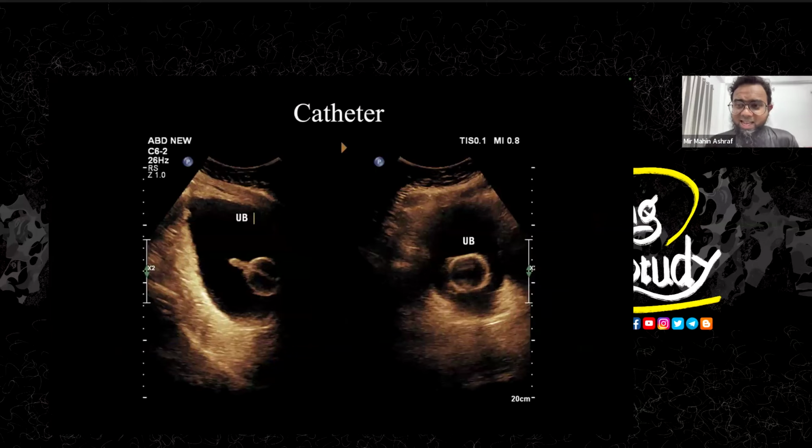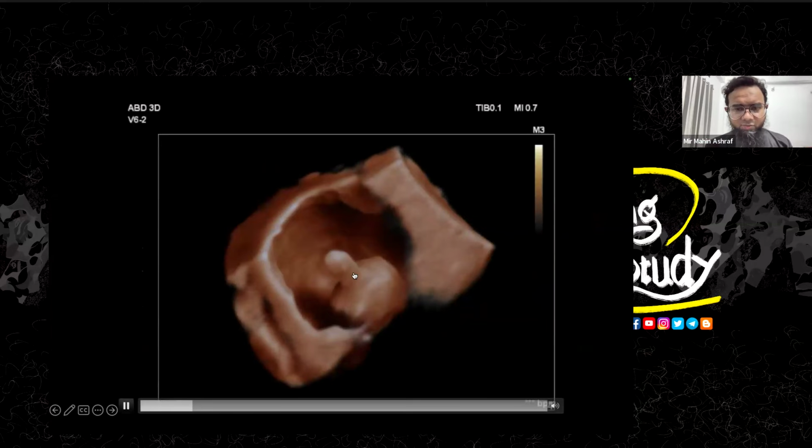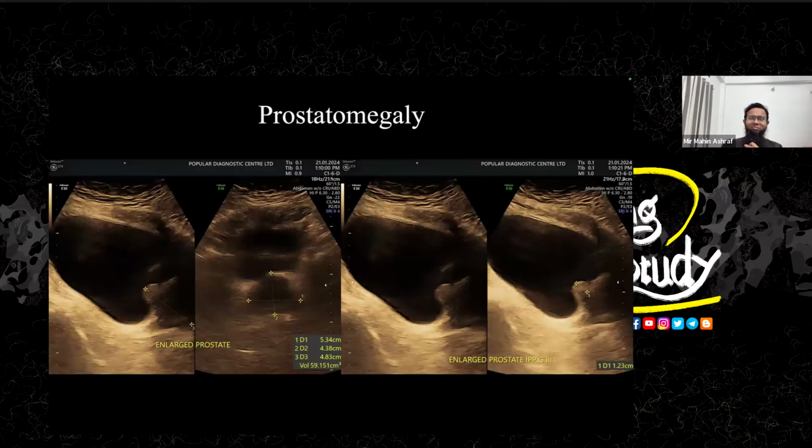So what about the catheter? You can see the catheter here. And if you put 3D, you can see this catheter balloon within the urinary bladder. So here is the four-dimensional ultrasound. This is not the penile part. This is the catheter.